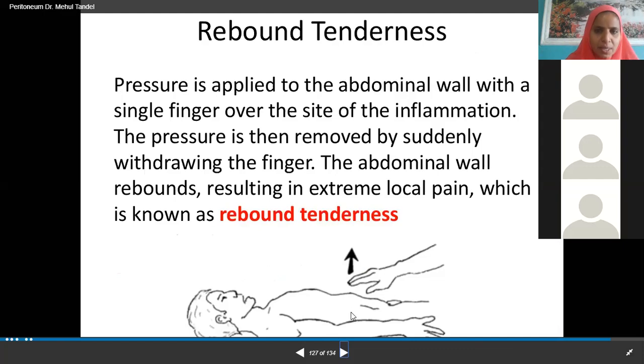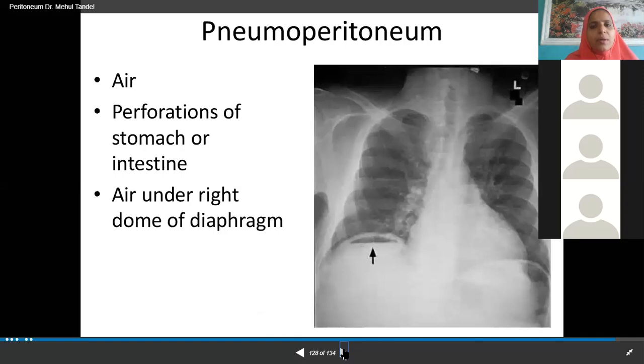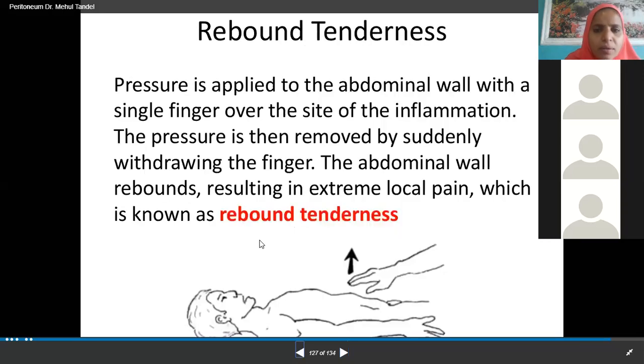When the pressure is removed, when you withdraw your finger, the abdominal wall rebounds, resulting in severe pain where there is infection. That point is called rebound tenderness. Just now, if we remove the finger, ma'am, one doubt: if we remove the finger, there is pain? Yeah, because so much infection is there, no?